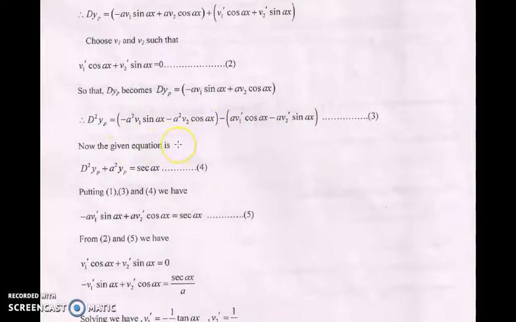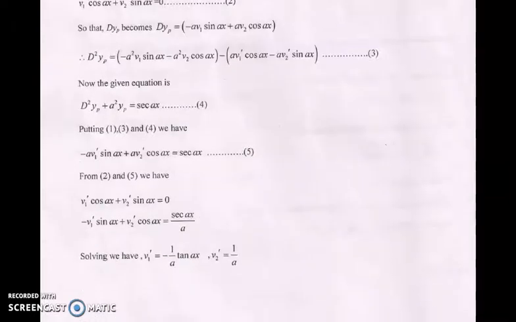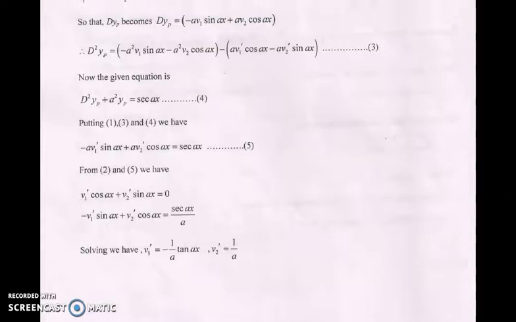Now the given equation is this, and we replace the value of y in the given equation. Putting in equations 1, 3 and 4, where 1 is the given equation, we put the value of dyp and d square yp, and after calculation we get the result.